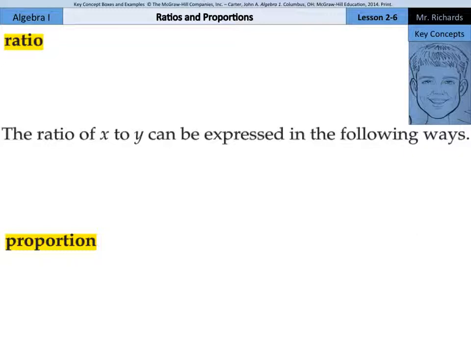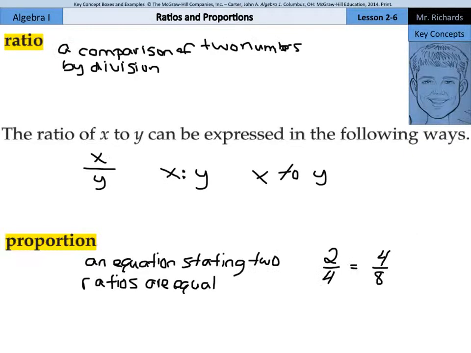Now, an equation stating that two ratios are equal is a proportion. So, an equation stating two ratios are equal. And so we could have something like 2 over 4 is a ratio, and that could equal 4 over 8. And that's a proportion. What we'll be doing today, though, is taking one of these numbers out and trying to solve for it.